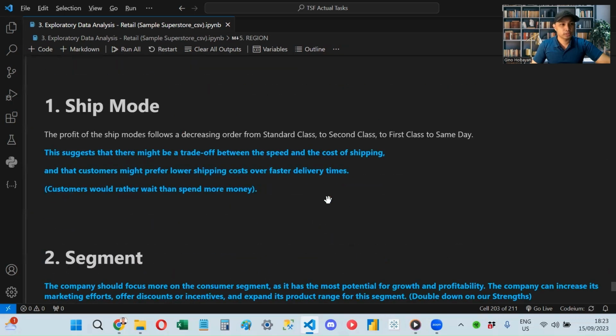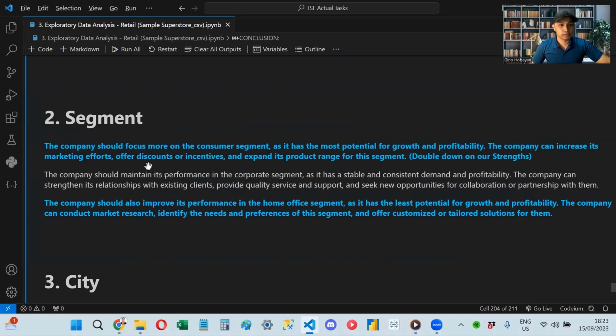And for the conclusion, number 1, in ship mode, it follows a decreasing order from standard class to same day. So this suggests that there might be a trade-off between speed and the cost of shipping, and customers would rather wait than spend more money. So number 2 segment, we should focus more on our consumer segment, basically, just doubling down on our strength. We could also work on our weak area, which is home office segment.